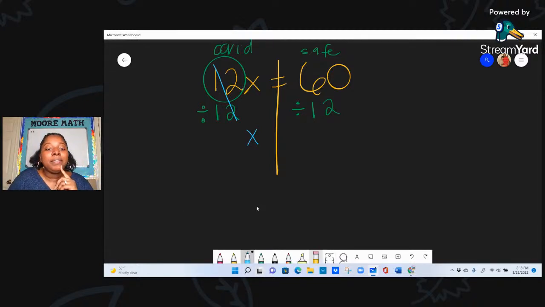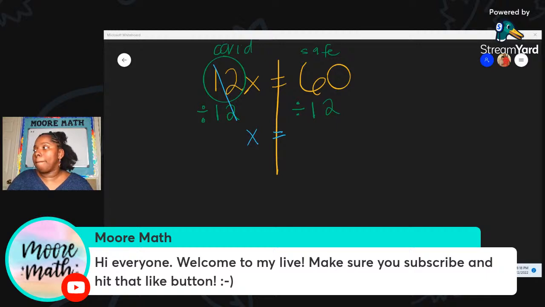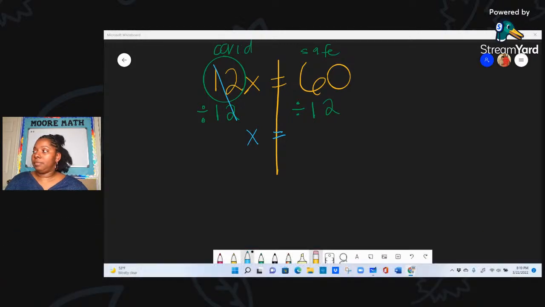Okay, now 60 divided by 12. Write it in the chat for me. 60 divided by 12. What is it? Type in the chat. Good. 5. Okay. And your answer is x equals 5.